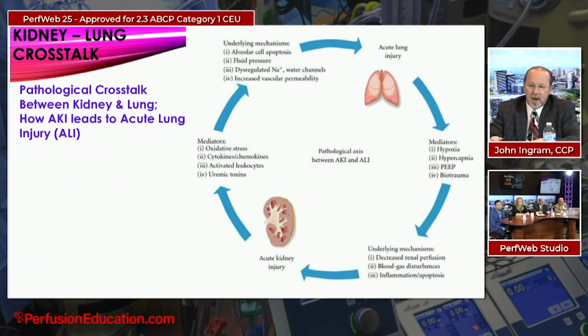You begin to need higher PEEPs from the ventilator. Then you have barotrauma, possibly. These underlying mechanisms, because of the hypoxia, lead back to decreased renal perfusion, blood gas deterioration, and inflammatory markers as well, which are now injuring the kidney all over again. So these two are just bouncing back and forth and aggravating each other, just these two alone.